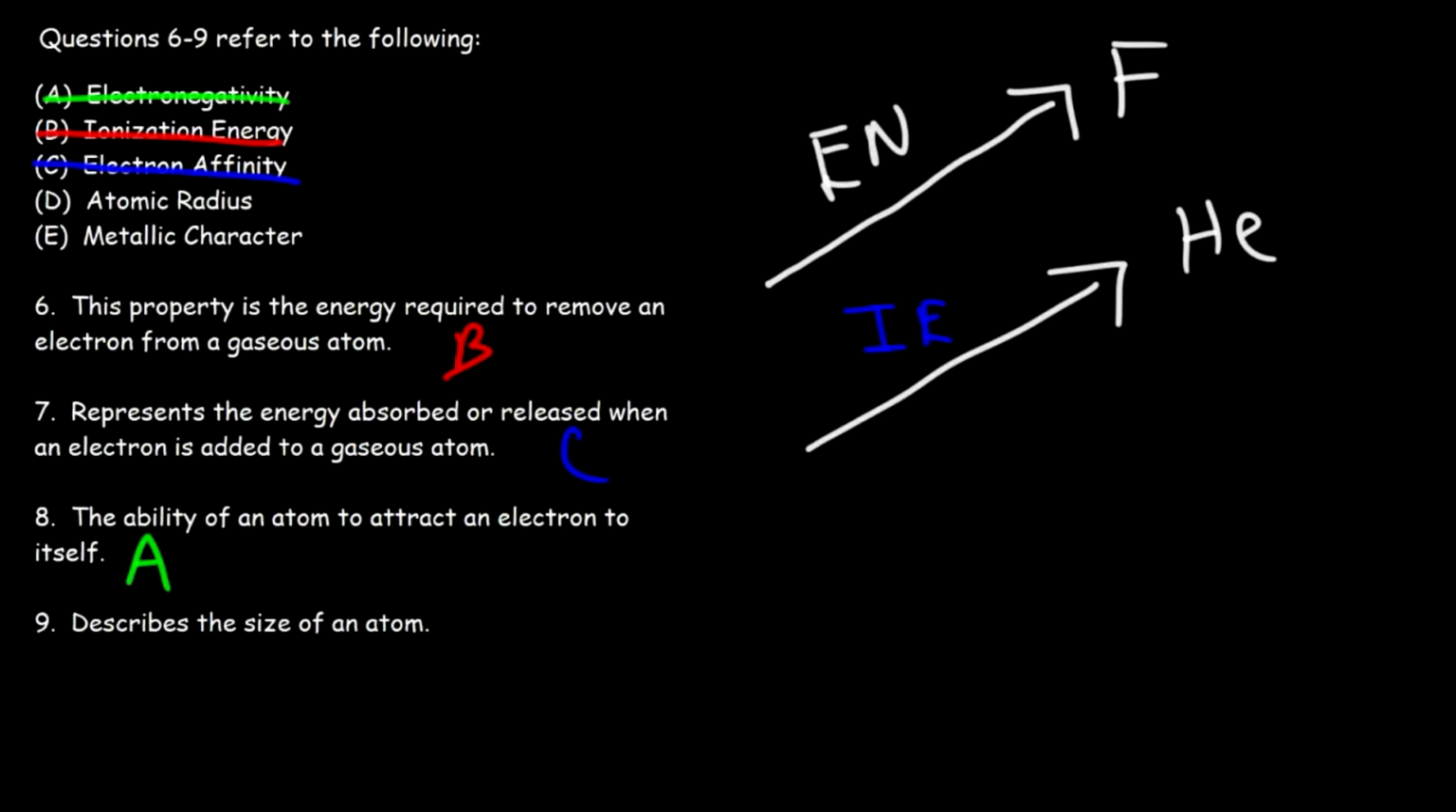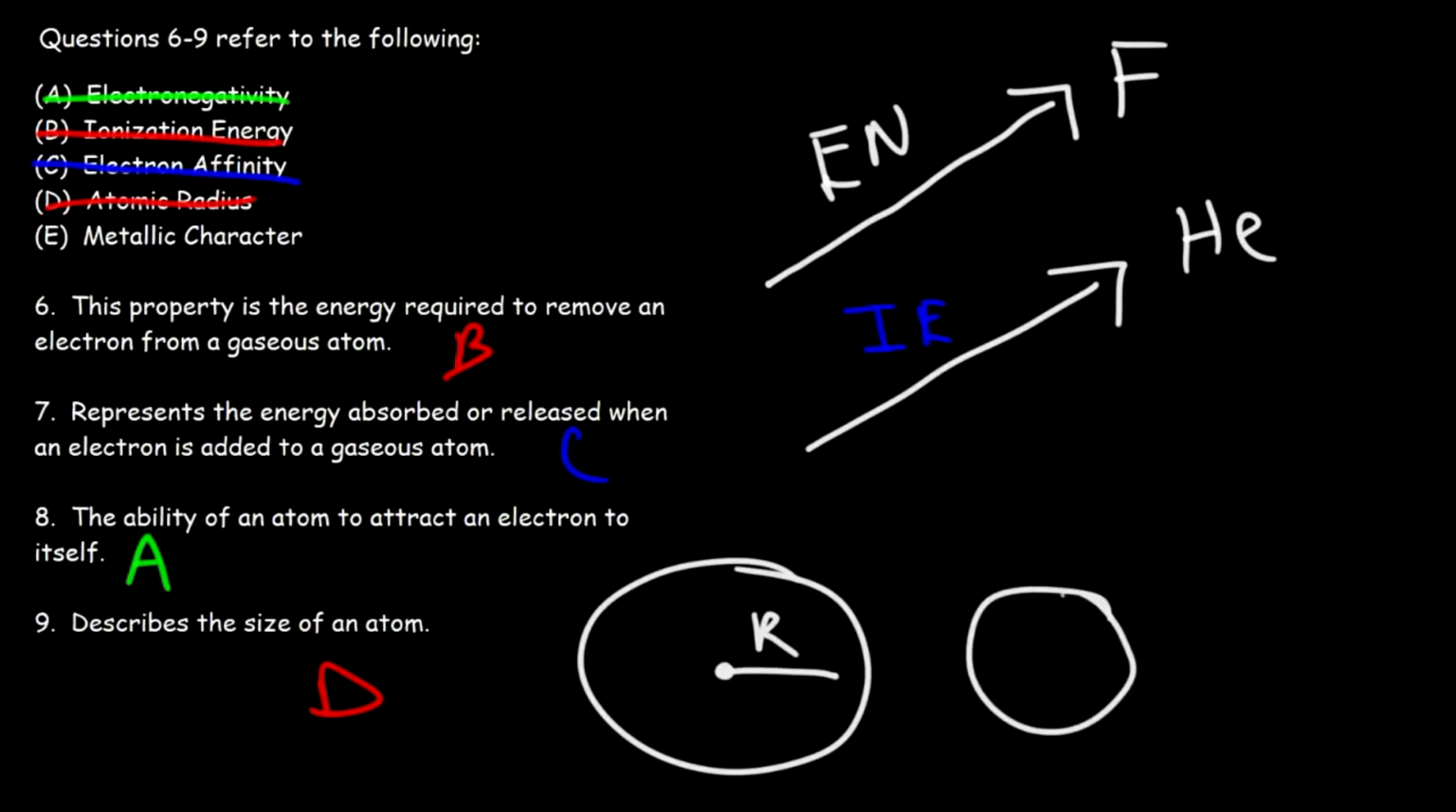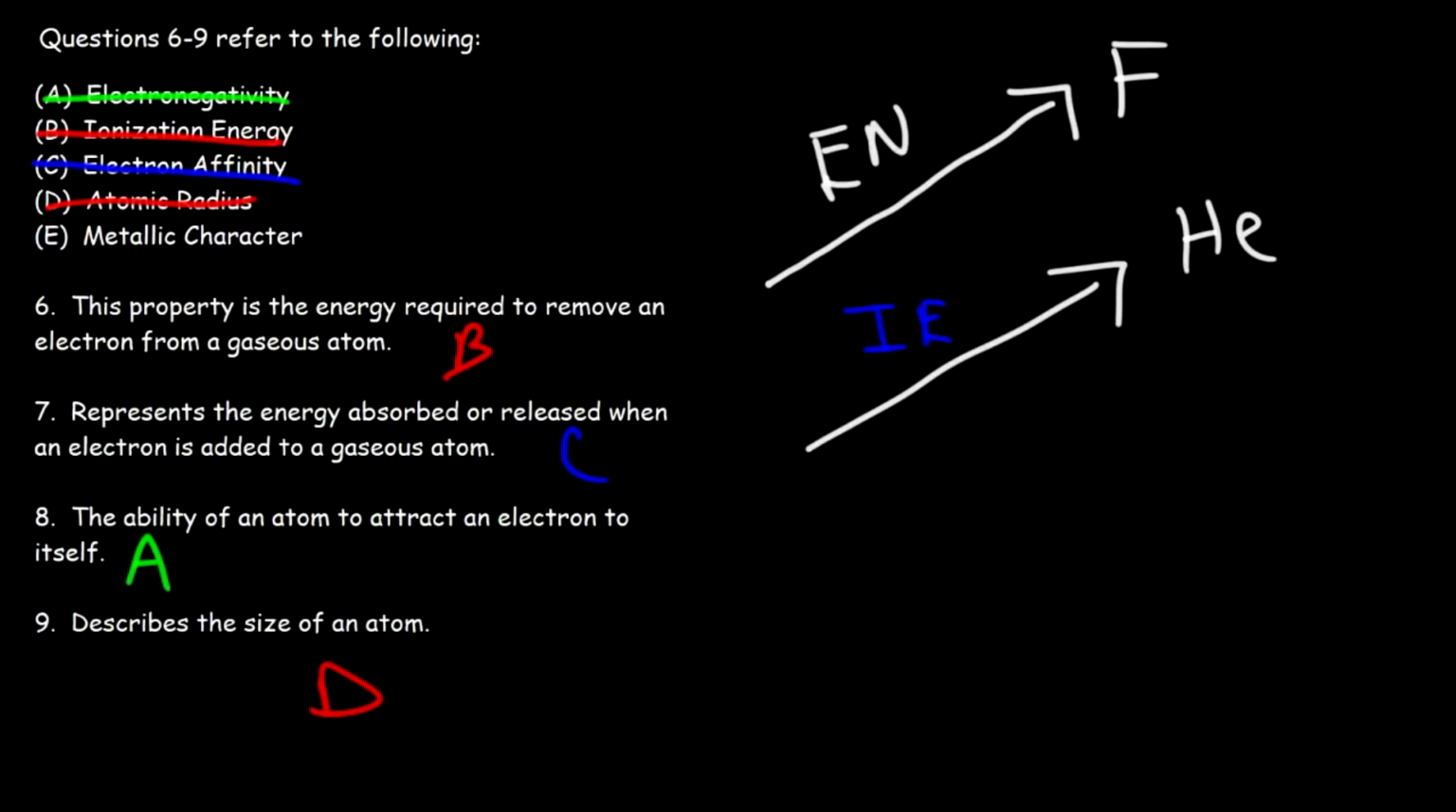Now what about number 9? This describes the size of an atom. This is going to be atomic radius. A large atom is going to have a large atomic radius. A small atom will have a smaller atomic radius. So atomic radius is basically proportional to the size of an atom. Atomic radius increases as you go to the left and down across the periodic table. So basically it increases towards francium.